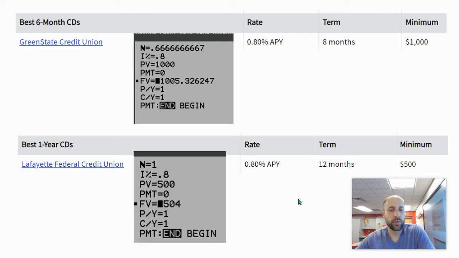All right, you can check your work here. In this case, N is 1. So again, 12 months is 1 year, and we're doing this for 1 year. So 0.8 is the rate, and then again 500. This time we end up with 504. So 504, which means we got $4 interest off of this investment.